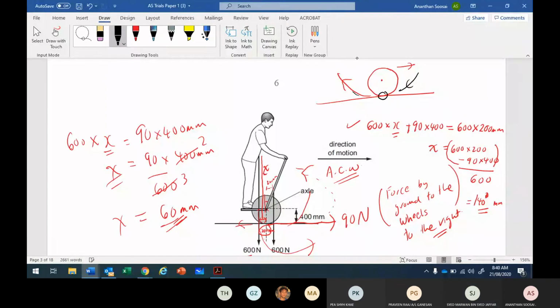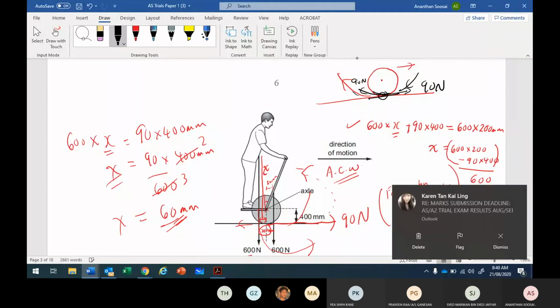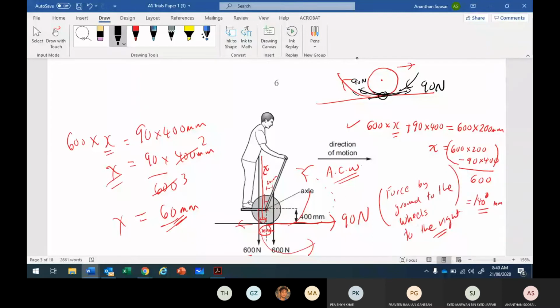So you see this location. The wheel will move to the left. You apply a force of 90 Newton on the ground. Then the ground is going to push it back, giving an opposite force of 90 Newton to the front. So the wheel exerts 90 Newton force to the left, and the ground will exert 90 Newton to the right, pushing to the right.